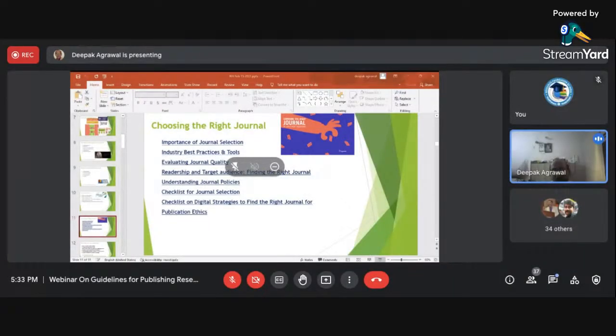While selecting the appropriate journal, we do need to understand the general policies. Each and every journal or publisher publishes their policies on their website. We need to thoroughly go through them, understand them, go through their terms and conditions, and if they can be fulfilled, then only proceed for publication.